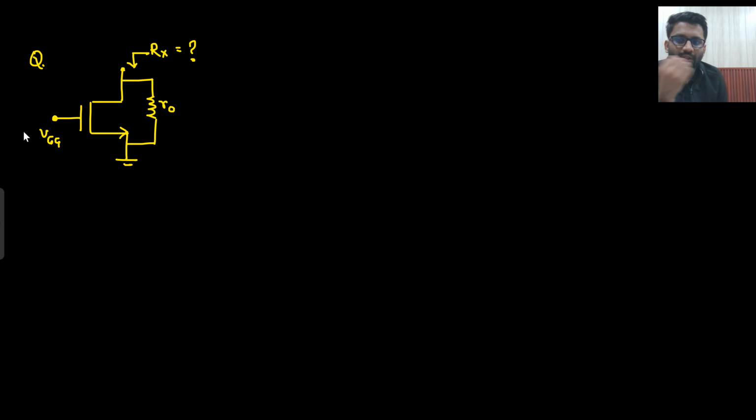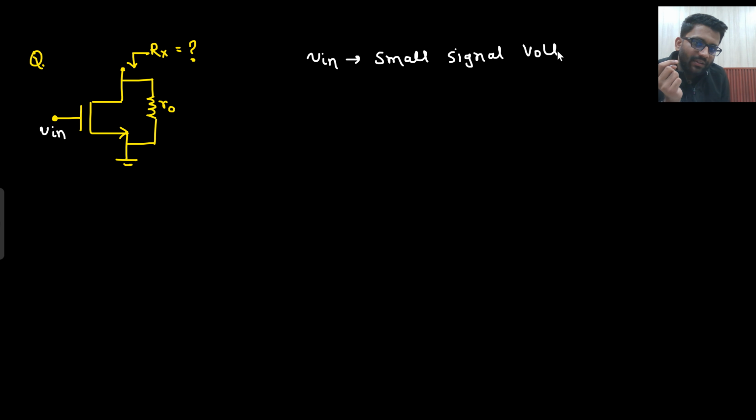What will you do? This VGG is a DC bias. In place of VGG, I will write V in here. It is given in the examination that this V in is the small signal voltage. So what are you going to do with this small signal voltage? You will connect it to ground. If I connect it to ground, what will happen? What will be my circuit? This will be my circuit.